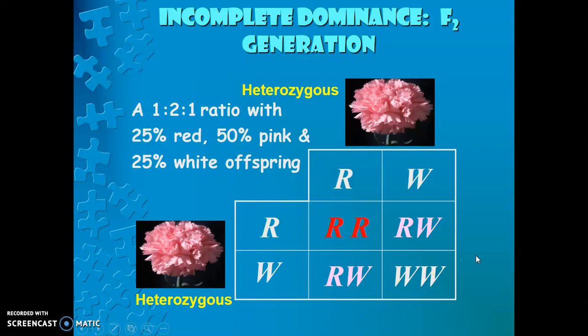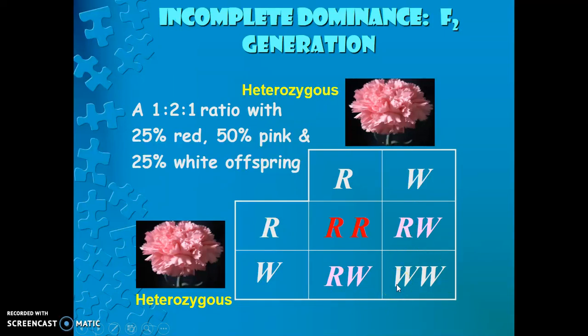Okay, so our phenotype ratio is 1 to 2 to 1. 1 red to 2 pink to 1 white, which is the same as our genotype ratio. 1 homozygous red to 2 heterozygotes to 1 homozygous white.